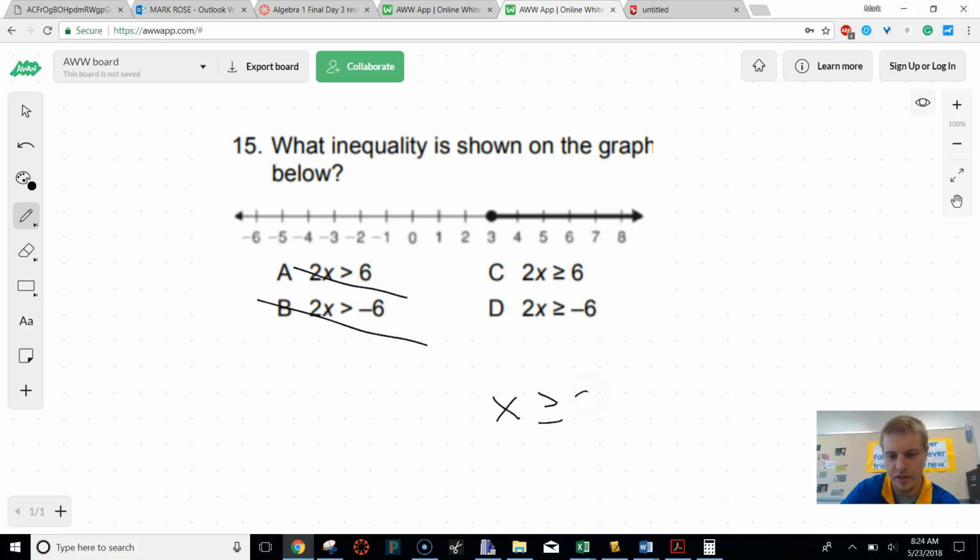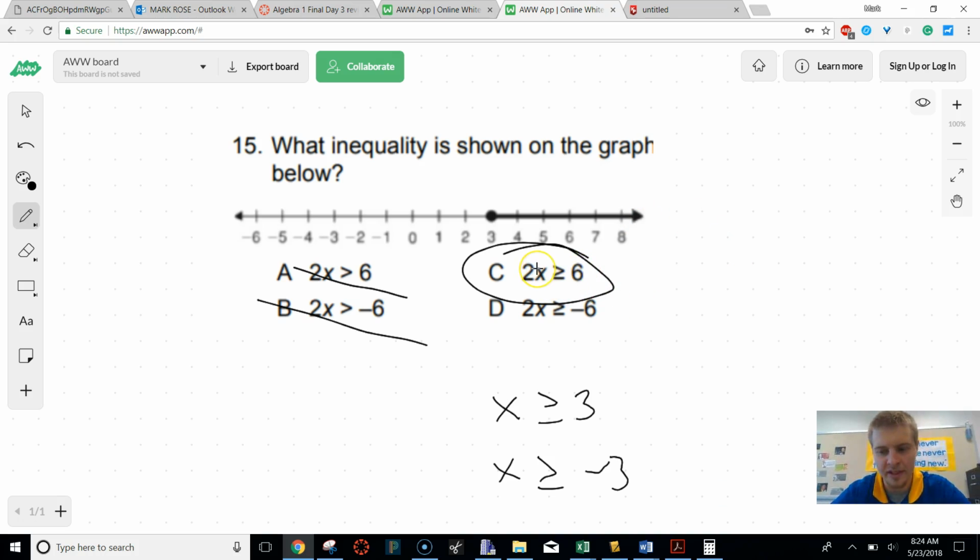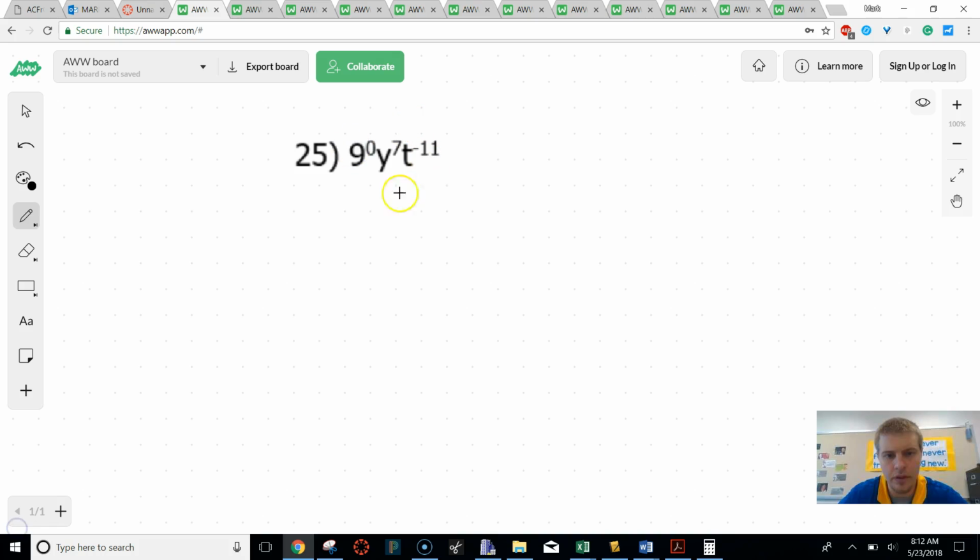If I solve C, I'm going to get x is greater than 3. And if I solve D, I'm going to get x is greater than negative 3. And since it's greater than 3, I know it's got to be C. Try the next problem. Okay, so our first problem is one that's like this.